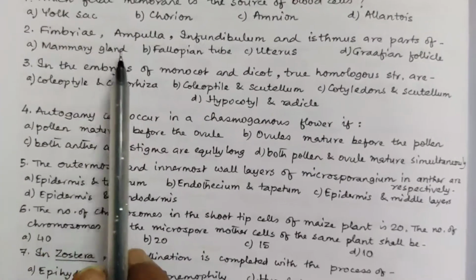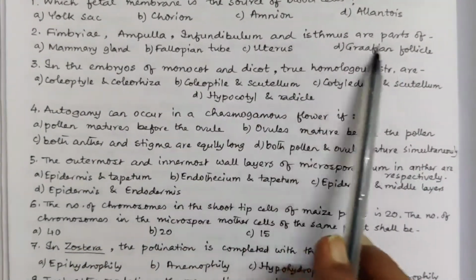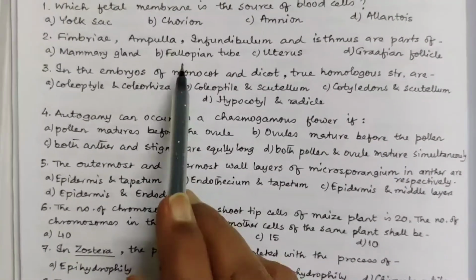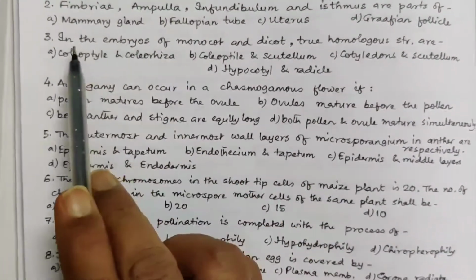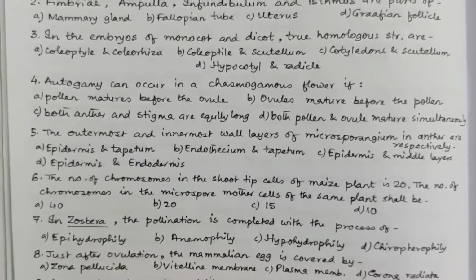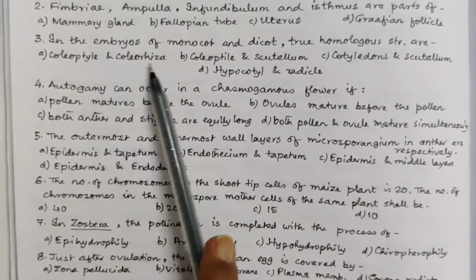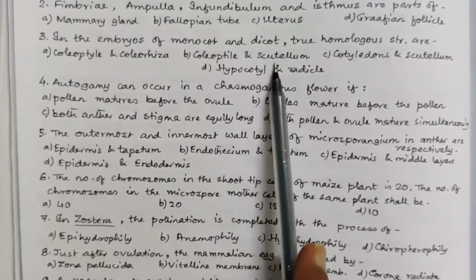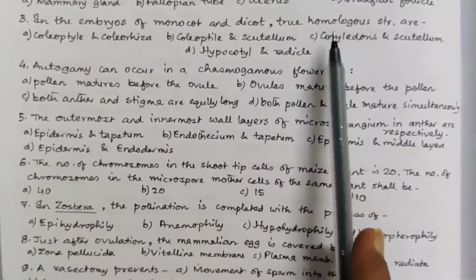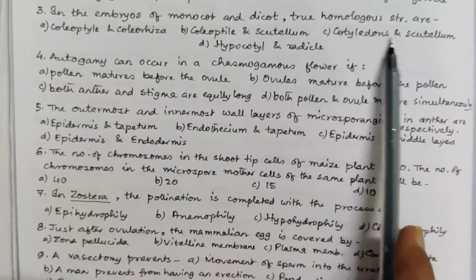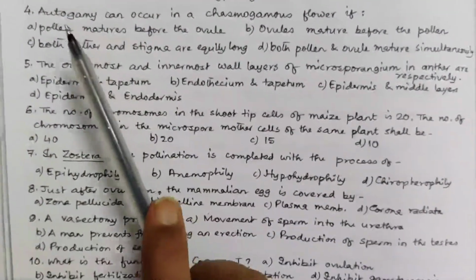Second is fimbriae, ampulla, infundibulum and isthmus are the parts of which one? Fallopian tube. In the embryos of monocot and dicot, true homologous structures are which one? The homologous means the similar structures. Dicots have cotyledons and monocots have scutellum. This is the homologous structure.